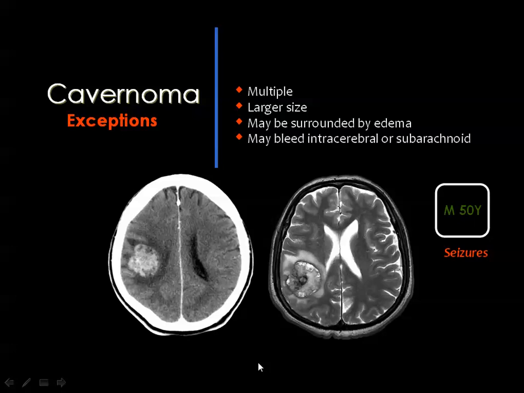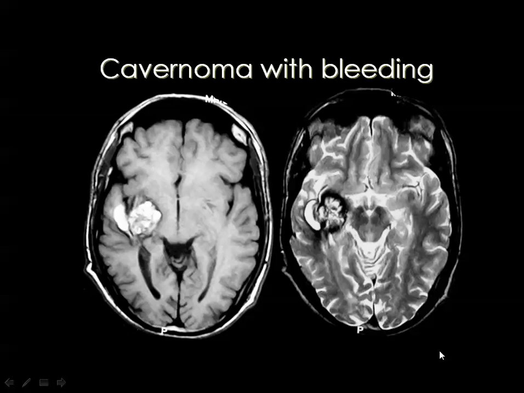Then what are the exceptions of cavernomas? The cavernomas may be multiple, it's well known. Cavernomas may be larger than 2 centimeters in diameter. Cavernomas may be surrounded by edema, and you can see in this case by CT and MRI, and this is the cavernoma showing the classic hemosiderin rim outside. And the cavernoma may bleed in the cerebral parenchyma or in the subarachnoid space. And actually you will find that if the bleeding is sizable, it will mask the cavernoma.